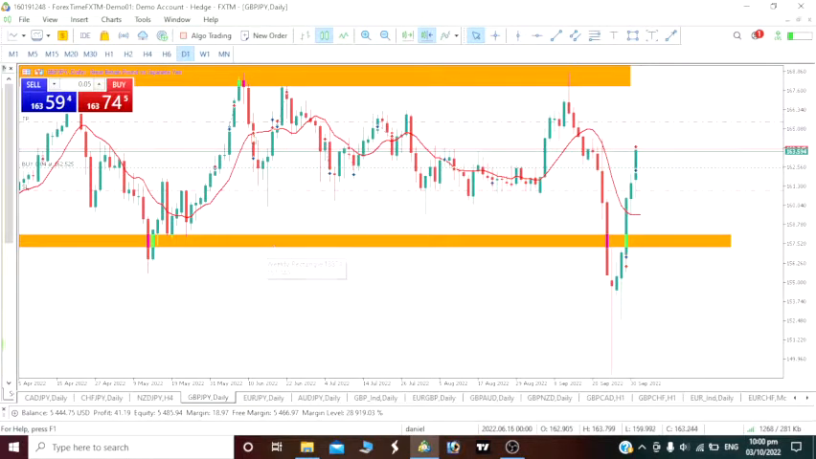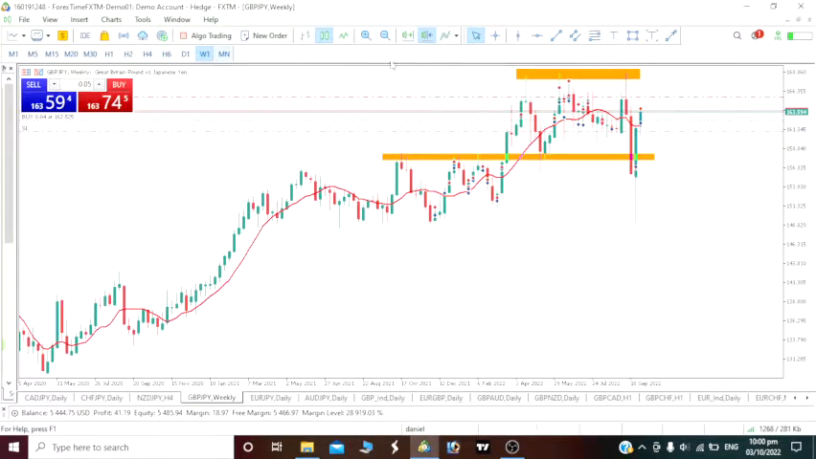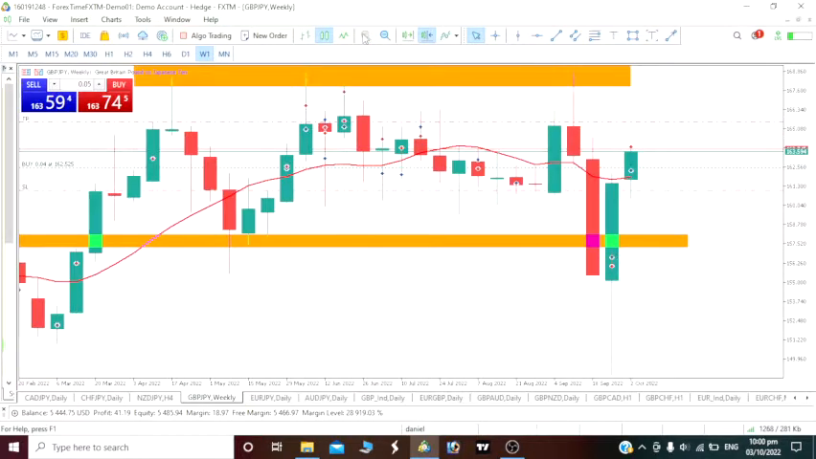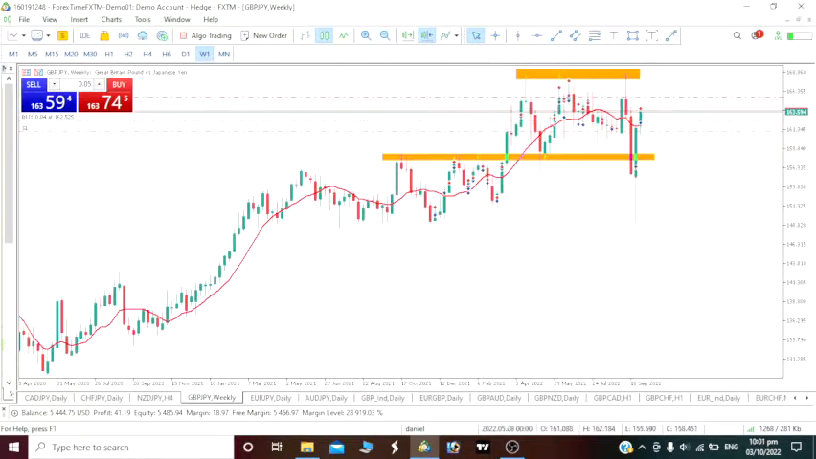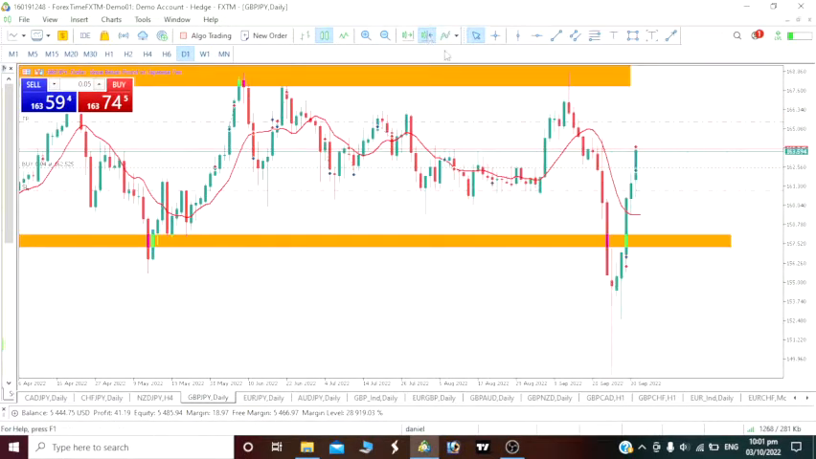Now on this GBPJPY, I want us to actually start from the weekly time frame to better understand this movement and why I took a particular trade. You can see on my daily time frame, right? I actually took this trade. You can see I'm going up, and this is where I set my take profits. I will tell you why I did so.